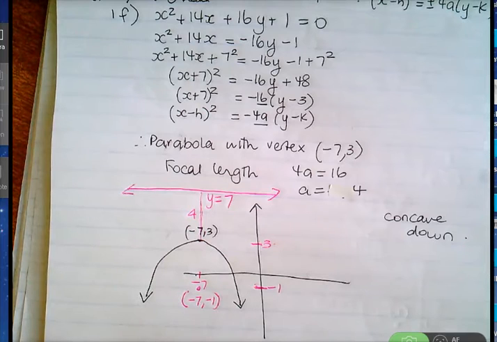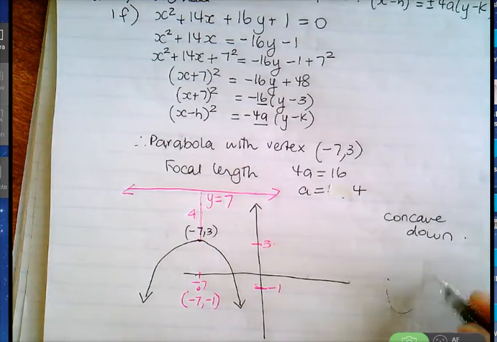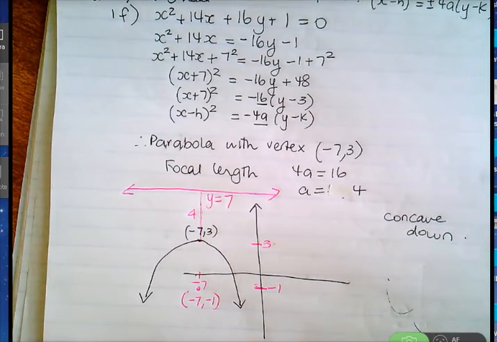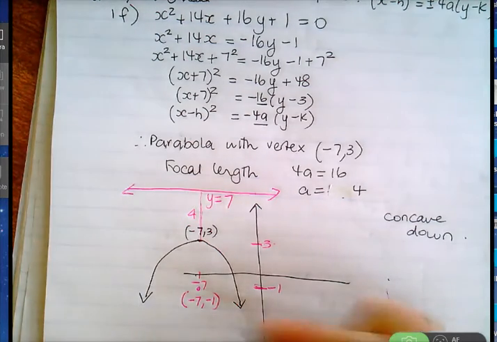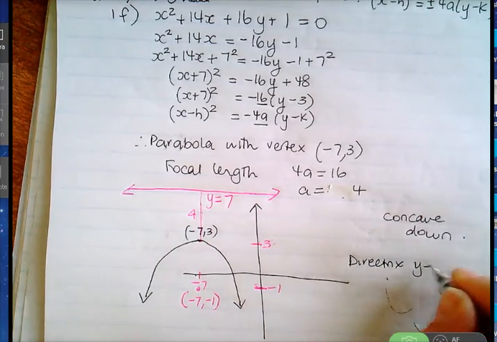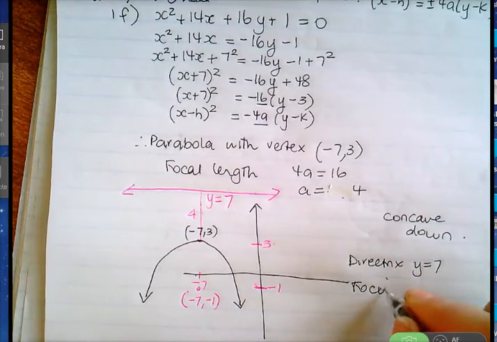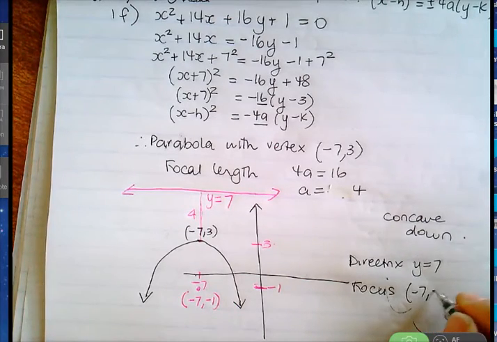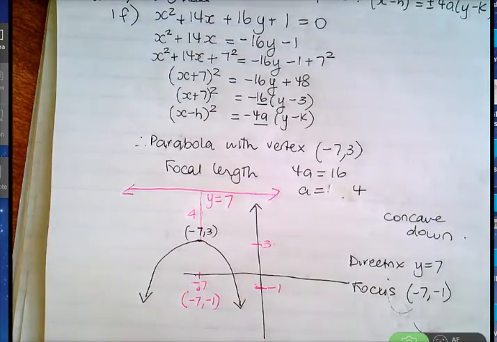So girls, all those other formulas we looked at yesterday, don't even bother learning them. All you've got to know is the 4 types. Is it up? Is it down? Or is it sideways to the right? Sideways to the left? That's all you've got to know, and you know that from the basic equation. So therefore, what have we got? Directrix is y equals 7, and the focus is -7, -1. So you've answered everything on that.